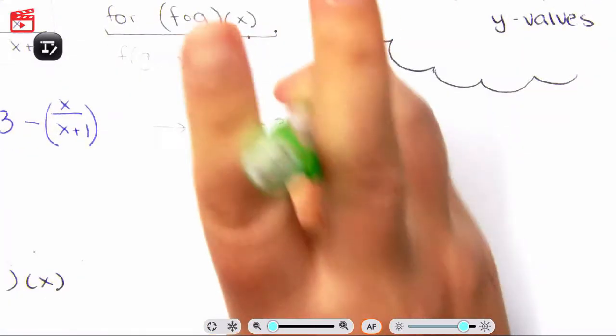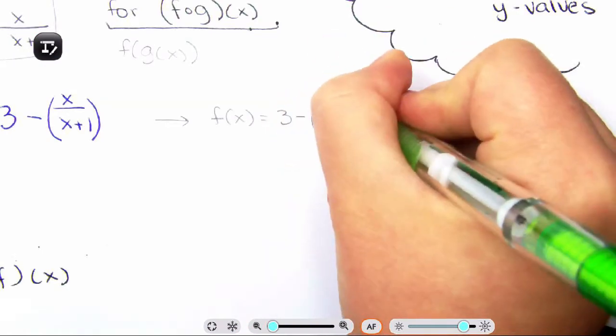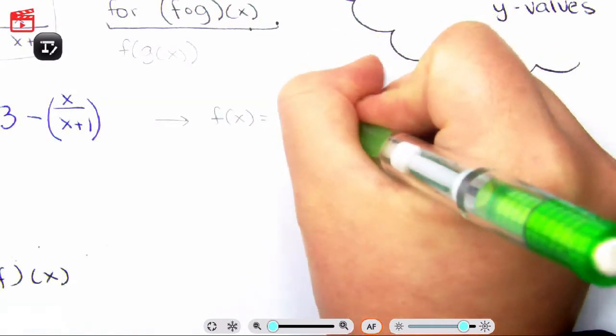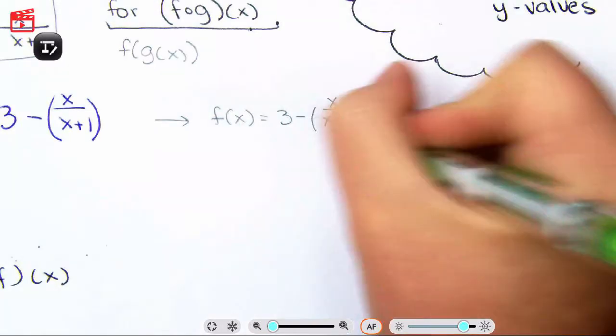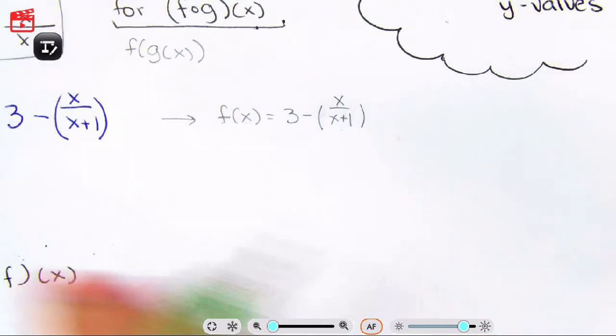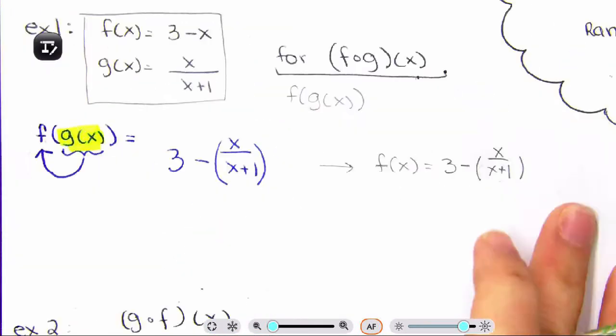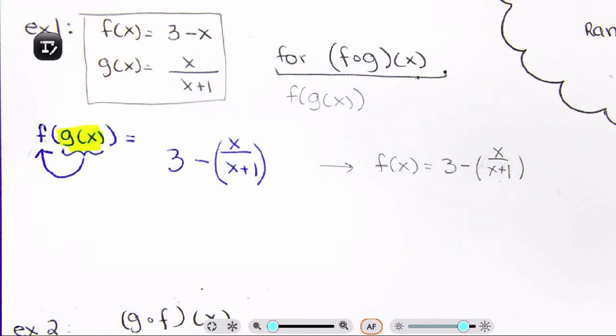So this x gets erased, and what we're putting inside that x is our x over x plus 1. That's what's happening. We're taking our g and putting it into our f. And so at this point, we're going to see if we can simplify any of it.